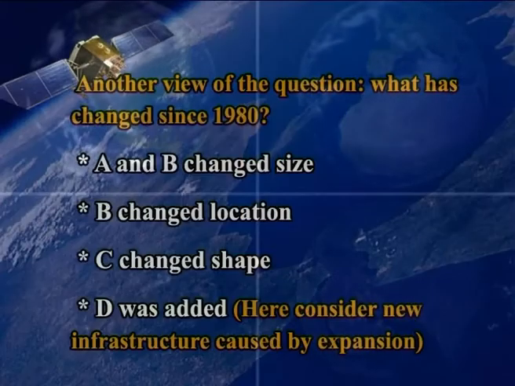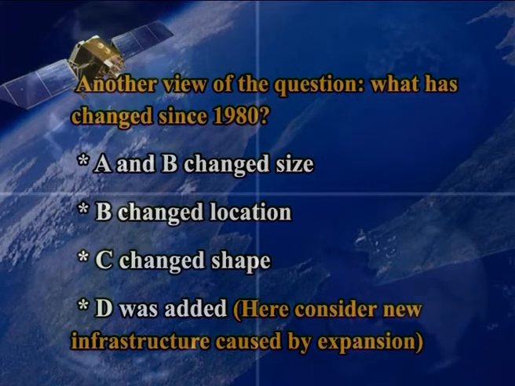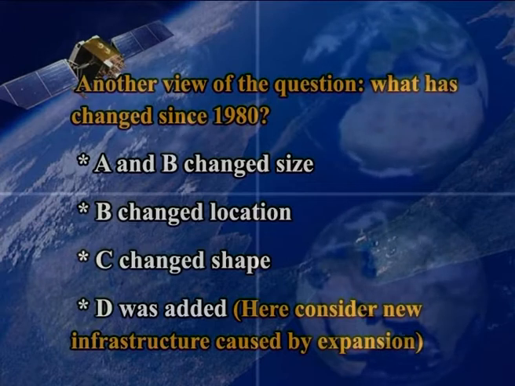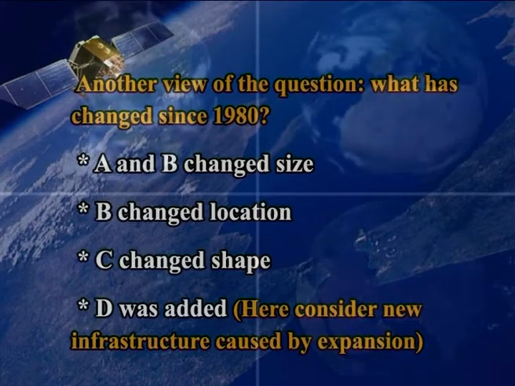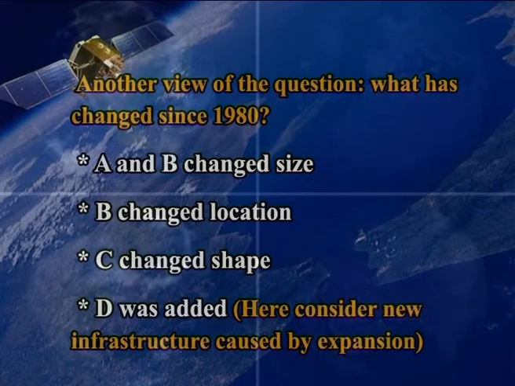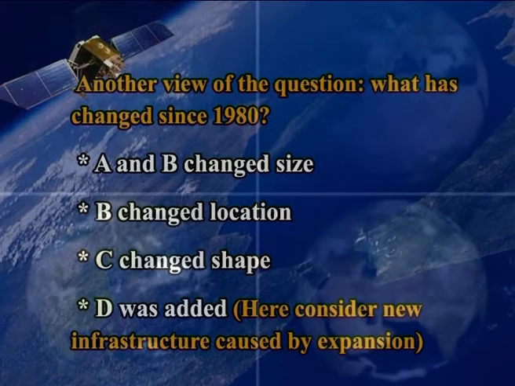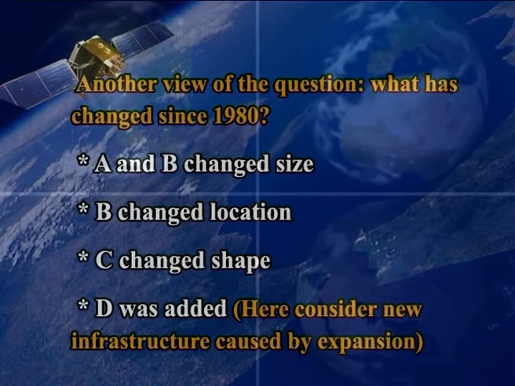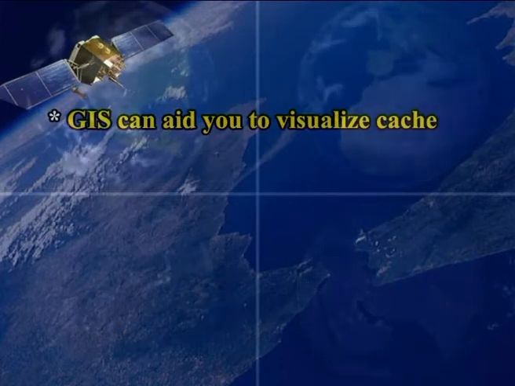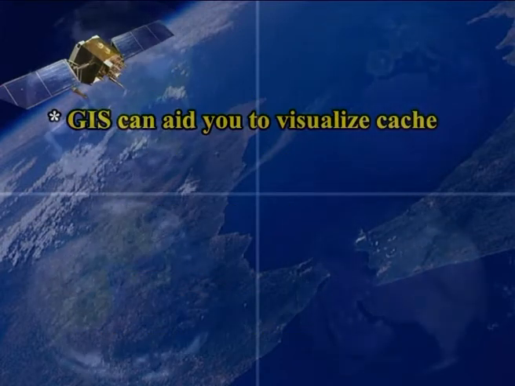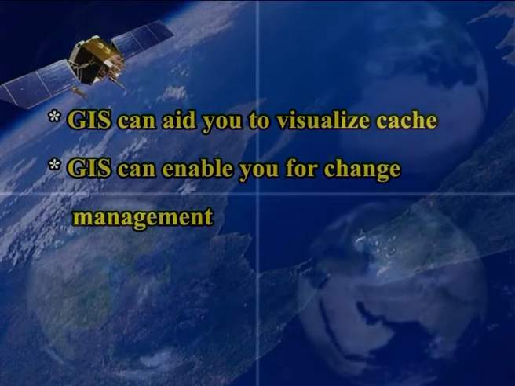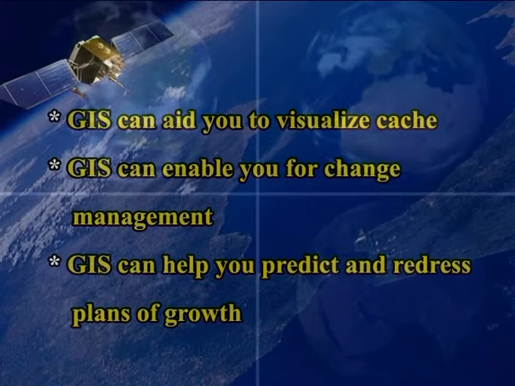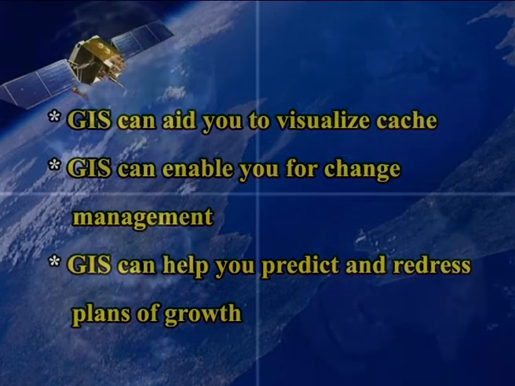Another view of the question: what changed since 1980? A and B changed in size, B changed location, C changed shape, D was added. Here consider new infrastructure caused by expansion. GIS can aid you to visualize changes. GIS can enable you for change management. GIS can help you predict and redress plans of growth.